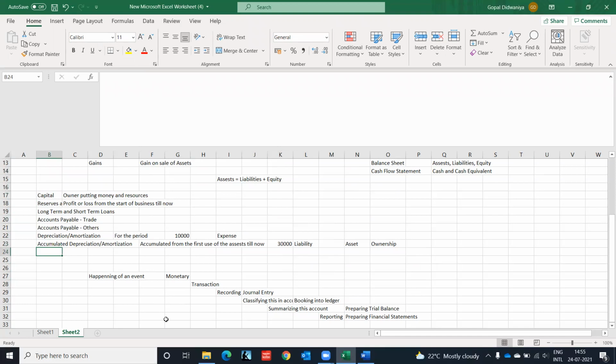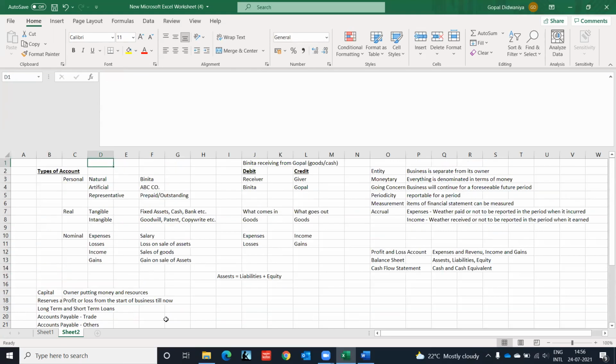And here we have investments. By the name we understand investment. Companies also make investments. Then inventories are goods. Then you have other prepaid expenses. So these are also assets.